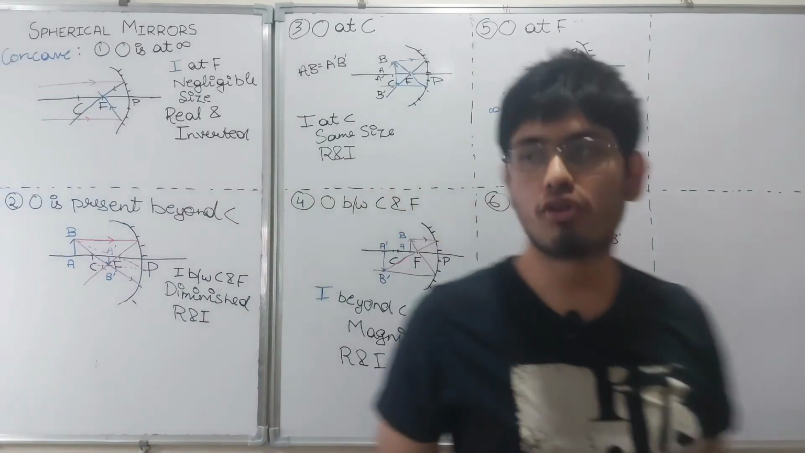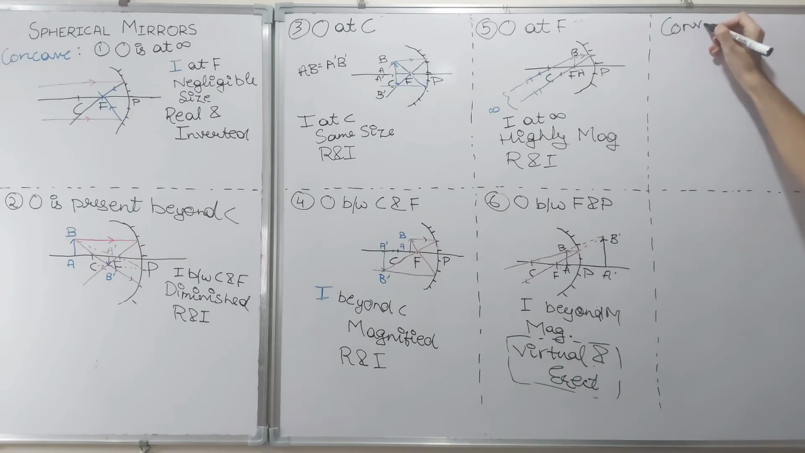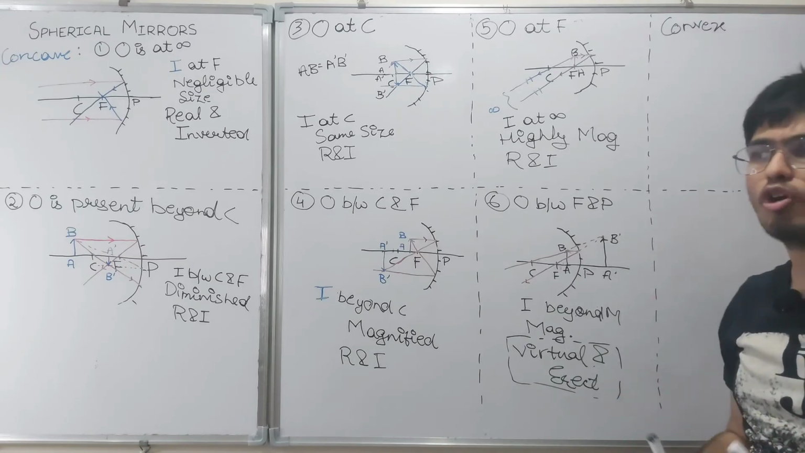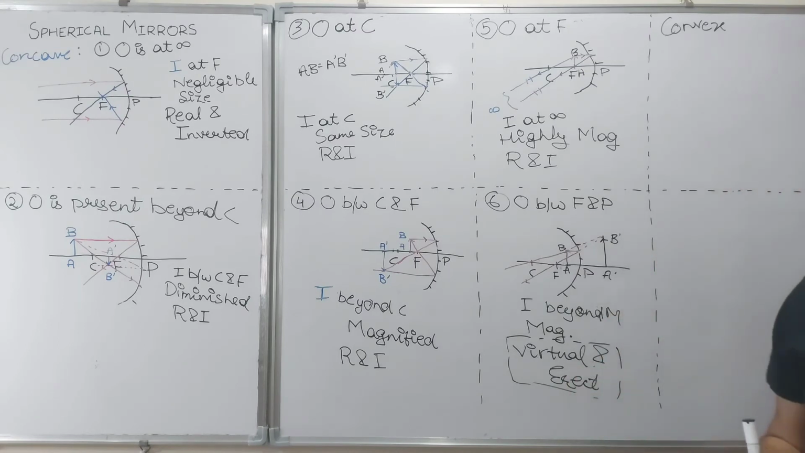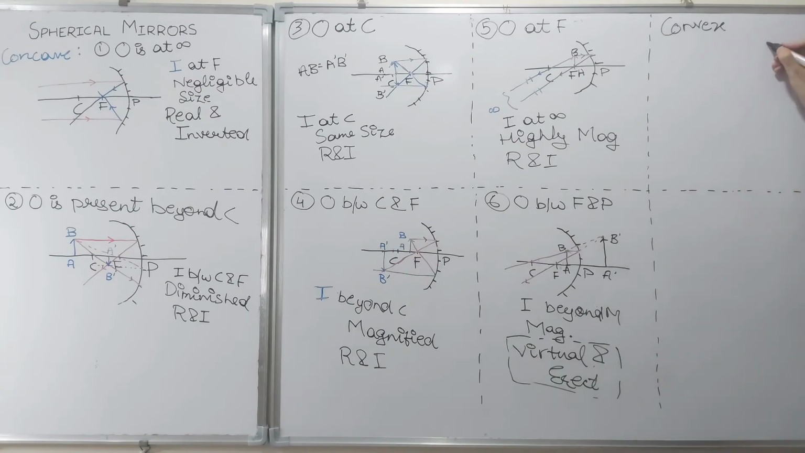Now we are going to draw the ray diagrams for the convex mirror. Now we are going to consider the convex mirrors. Only two cases are possible, and in each of the cases, the ray diagram that is formed will be similar. So in the case of a convex mirror, let us first take the object.